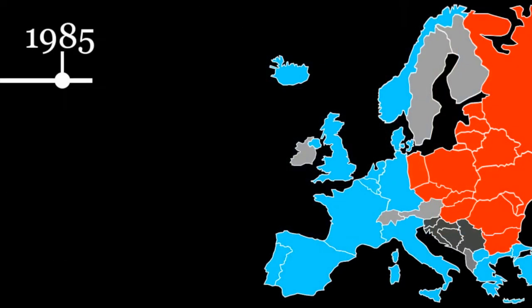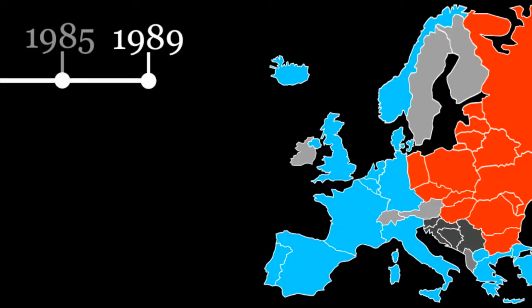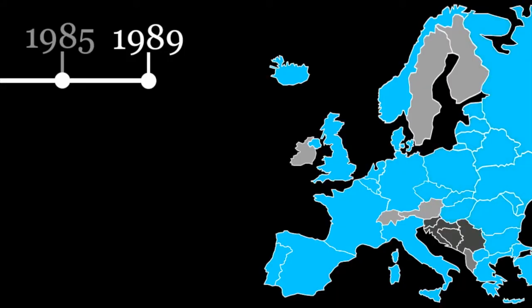We have authoritarian communist countries shaded here in red, and just 4 years later, all of a sudden these countries become democratic. No. Apparently they're still communist. That's unfortunate. So, how did this happen?